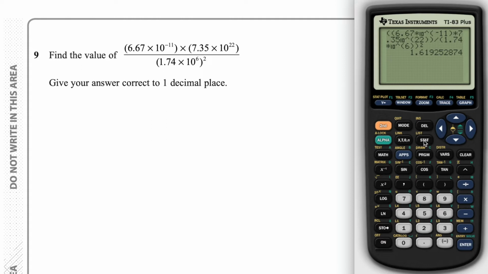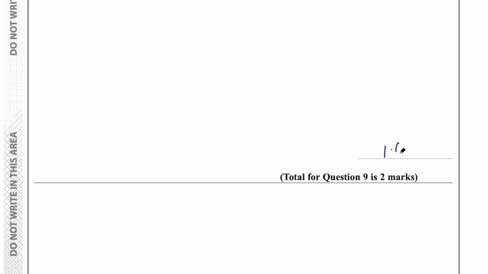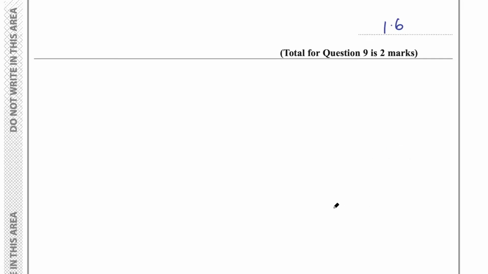Now, depending on the calculator you've got, a fraction button would make this a bit easier. You're not going to have this type of calculator. Hopefully you have one of those newer scientific calculators with a fraction button. That will make this easier to put in and make sure you don't get any mistakes when you're putting it in. Okay, that was question 9 for 2 marks.